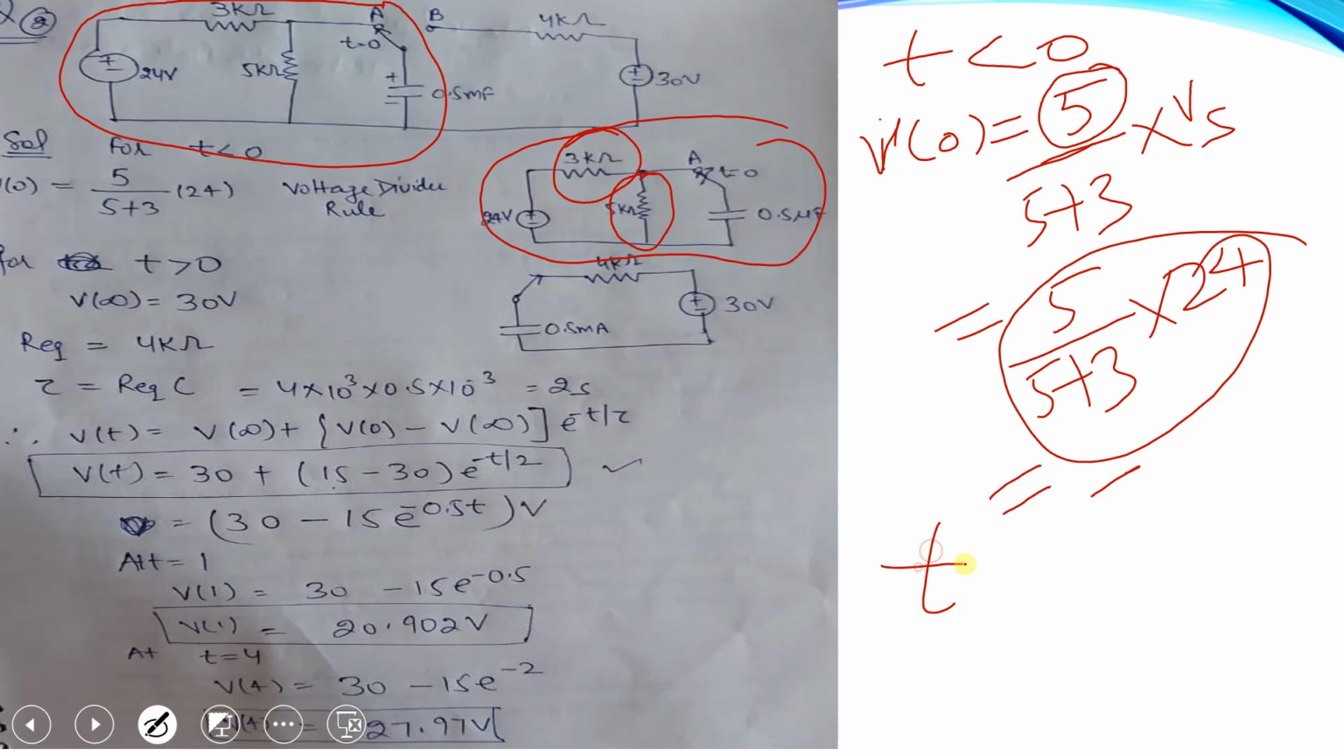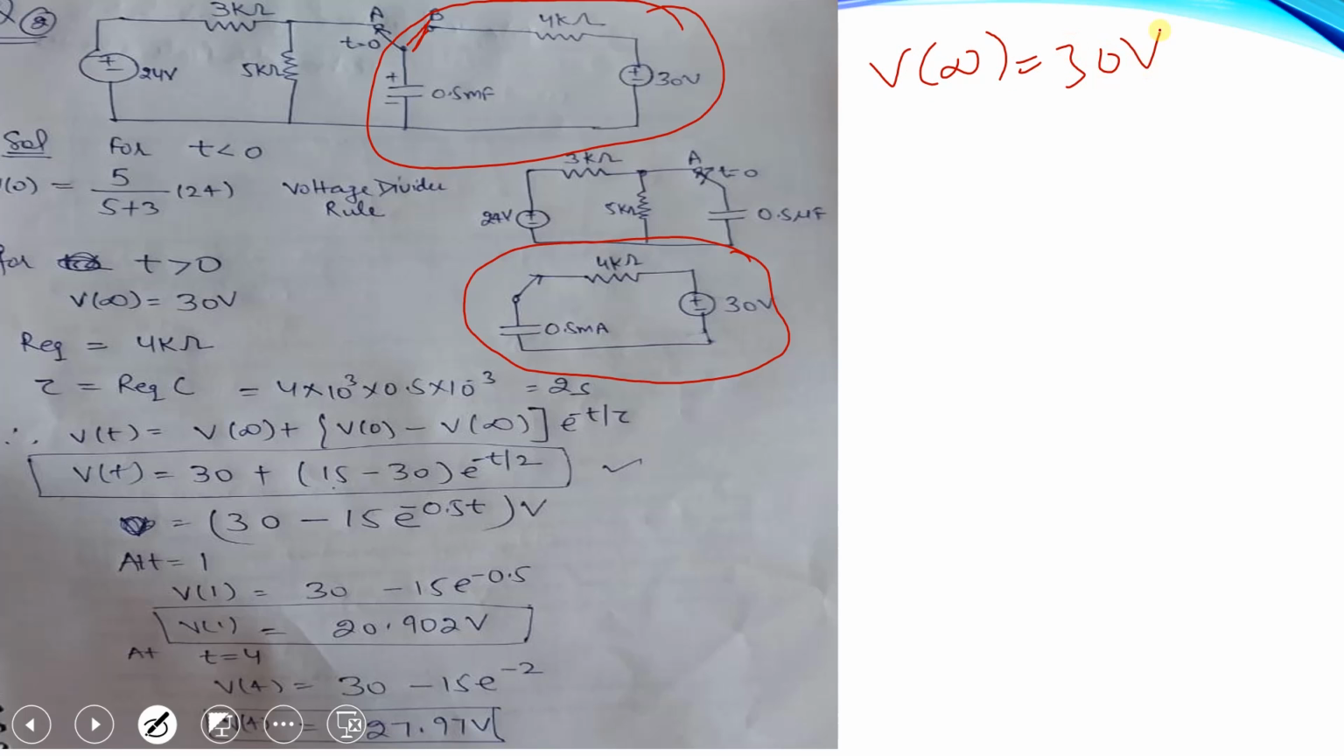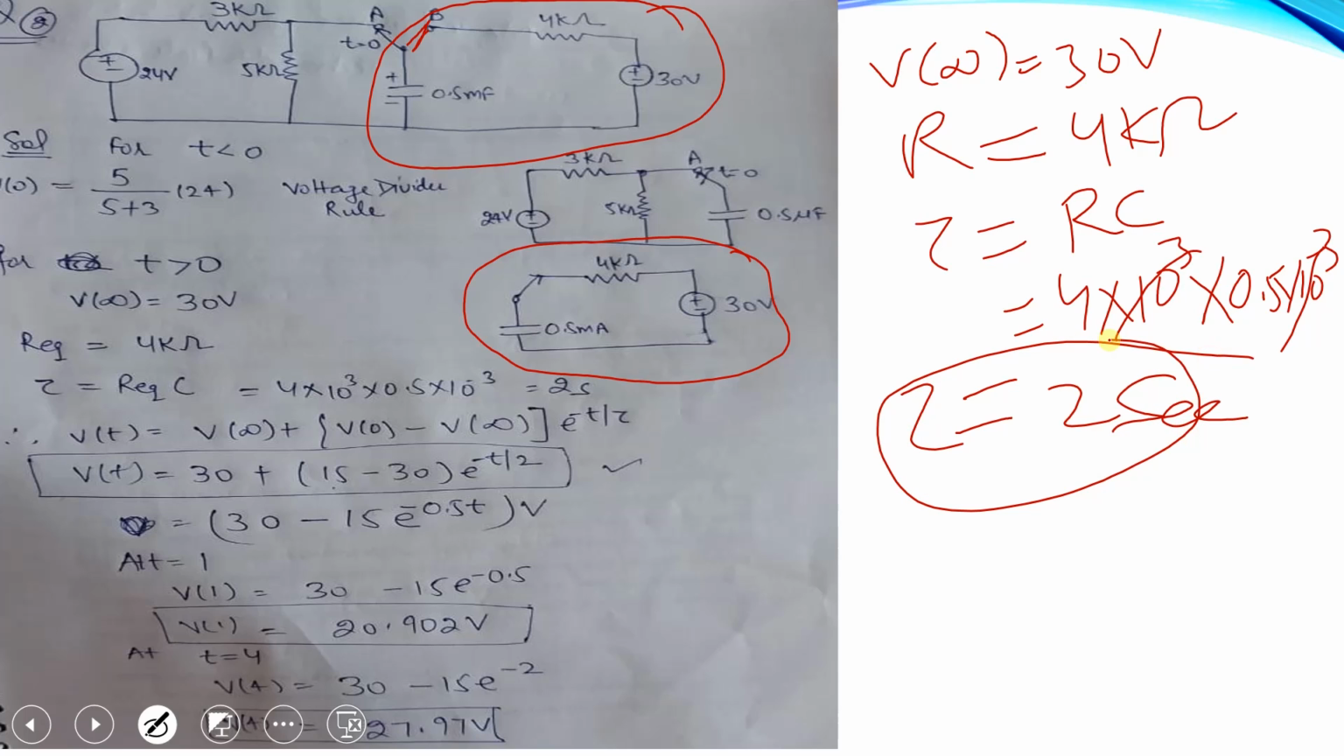Then the next condition, when t greater than 0. When t greater than 0 means that we are left with this circuit and it is connecting here. We redraw the circuit here. Now from here V infinity is equal to 30 volt and R of this circuit is 4 kilo ohm. Find tau is equal to R into C. R value is given 4 into 10 raised to power 3, into the C value 0.5 into 10 raised to power minus 3, because it is 0.5 millifarad. This will cancel out and we will be left with the value 2 seconds. Tau is 2 seconds.